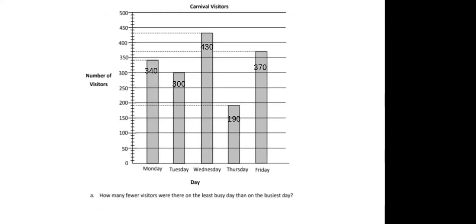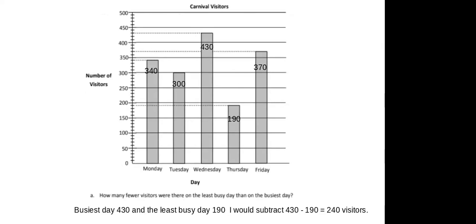Then we'll go on to question letter A. How many fewer visitors were there on the least busy day than on the busiest day? The busiest day was 430, and the least busy day was Thursday with 190. If you want to find the difference between those, you would, I hope everyone said subtract. Okay. Busiest day 430, the least busy day 190, and I would subtract those numbers. 430 minus 190 would equal 240 visitors.